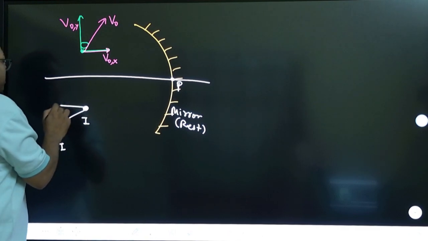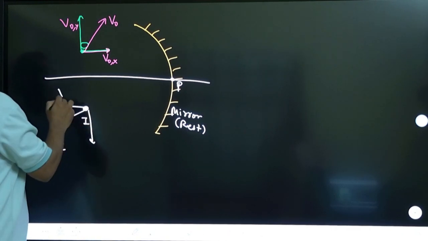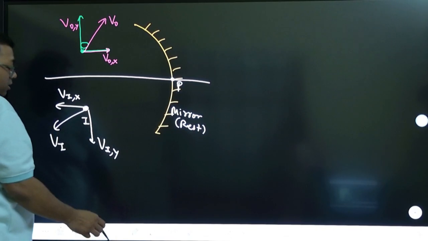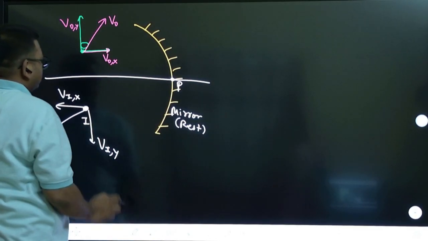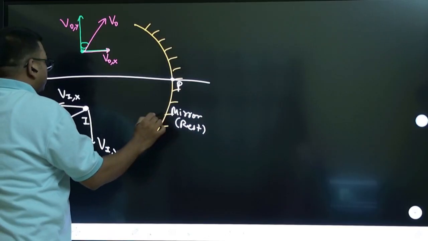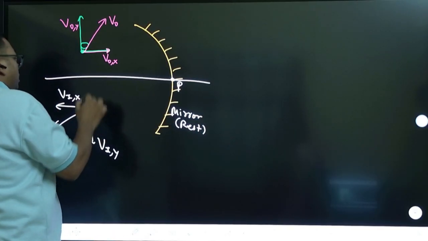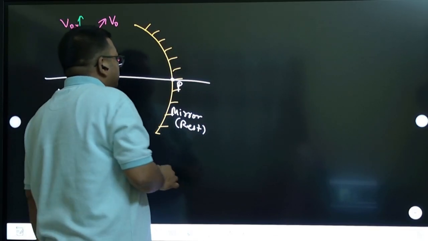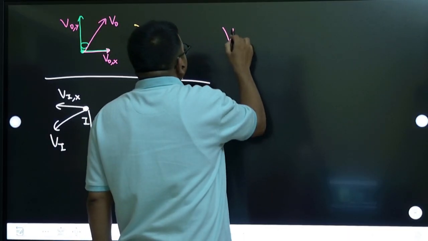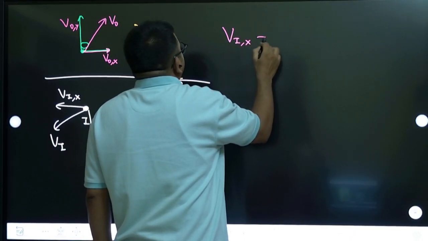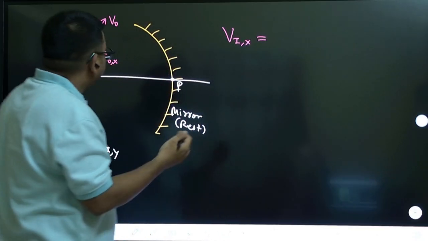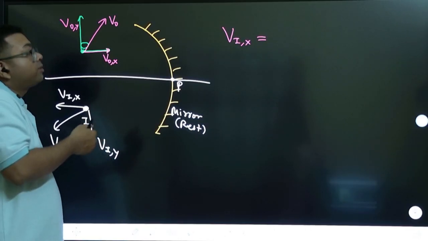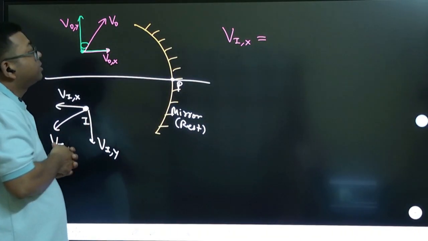Image will also have component velocities: velocity of image along x-axis, velocity of image along y-axis. Note that x-axis motion means how this x distance is changing, and y-axis means how y is changing. So let us consider the velocity of image along x-axis. It is longitudinal, parallel to x-axis, correct?